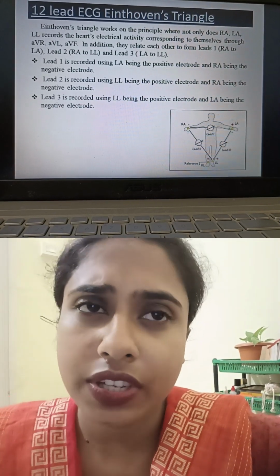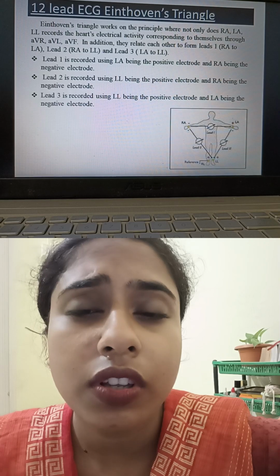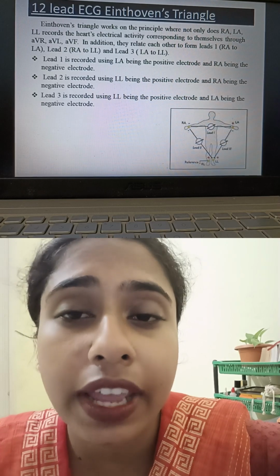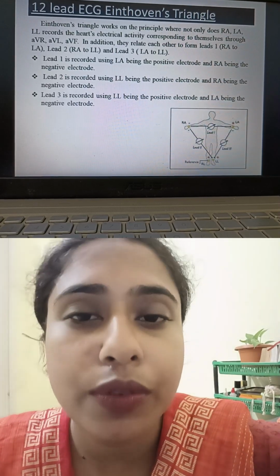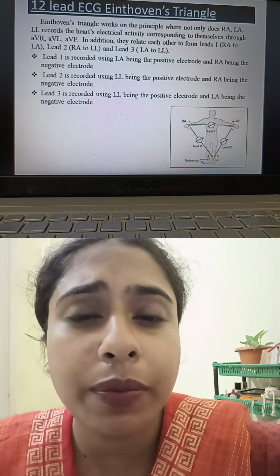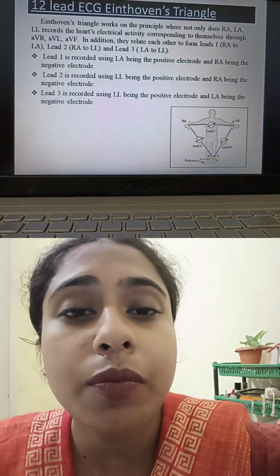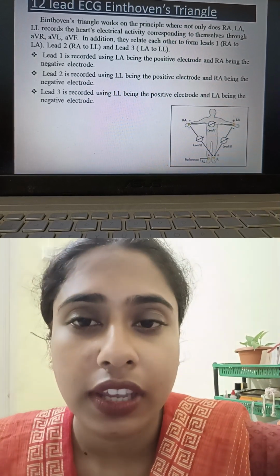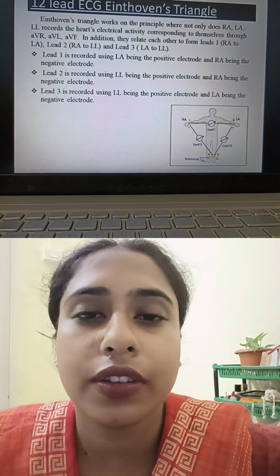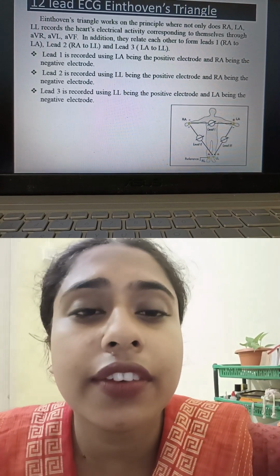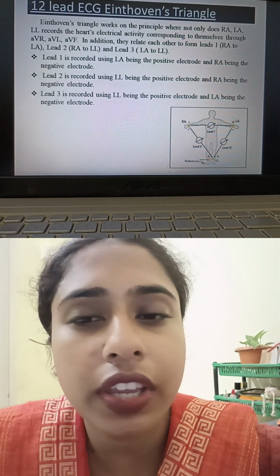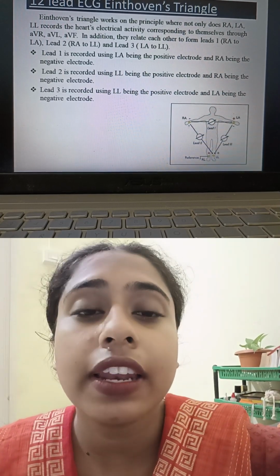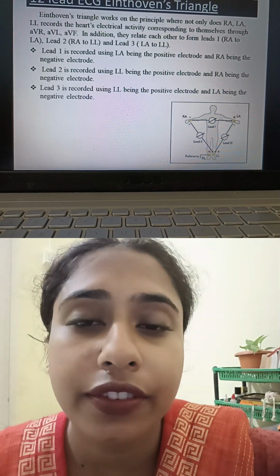First let's talk about the leads. In the limb leads, we have lead 1, lead 2, lead 3, then aVR, aVL and aVF. In lead 1, the electrode placed over the left arm will be the positive electrode, and the right arm will be the negative electrode. In lead 2, the left leg electrode will be the positive one and the right arm electrode will be the negative one. In lead 3, the left leg will be the positive one again and the left arm will be the negative electrode.